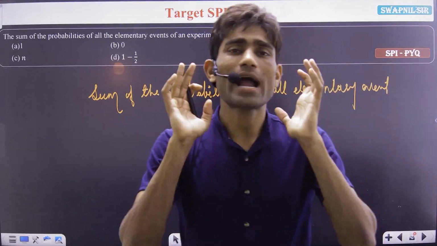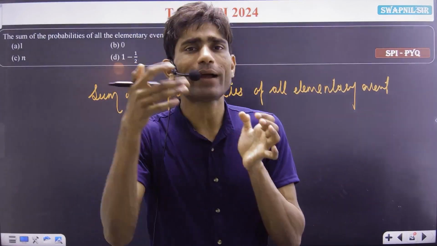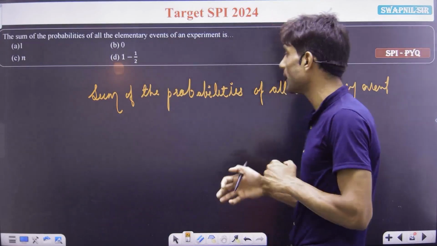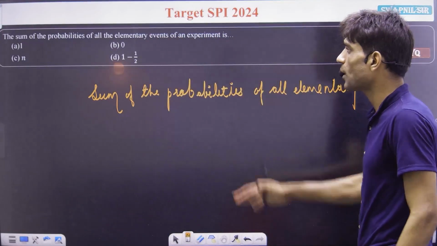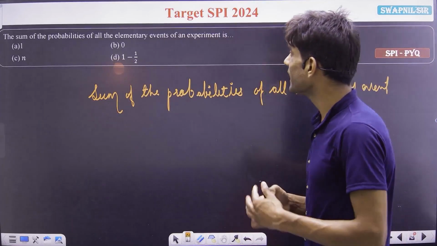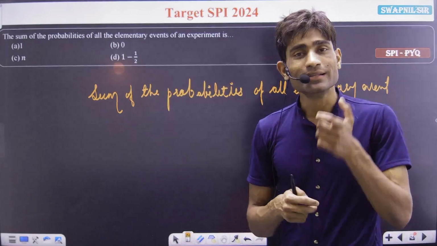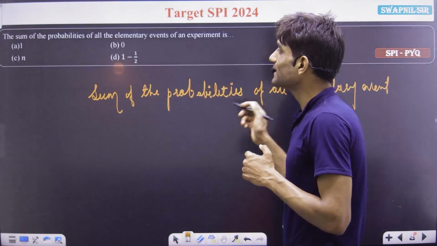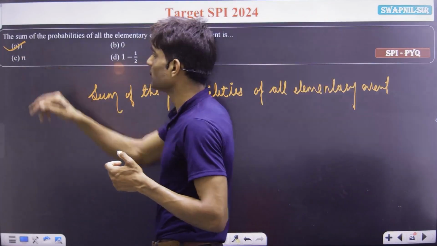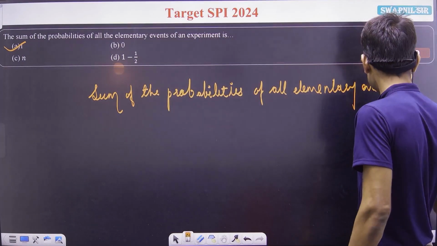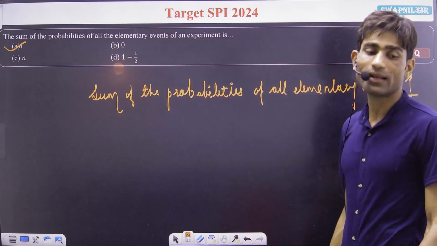If we have n number of probabilities defined on the same sample space, and all are disjoint, we know that their sum always gives us the value 1. And the same question we have here: the sum of the probabilities of all elementary events in our experiment. That experiment is based on the same sample space, which gives us the value always 1. That is our correct answer.